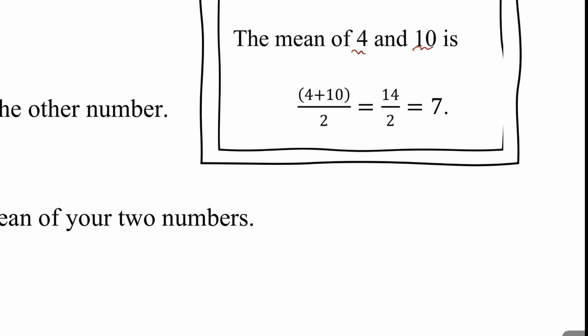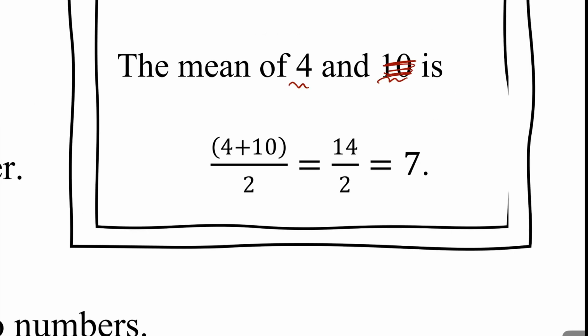What if, in the same question, one of the numbers is not given and the mean is given? Let's say this number is not given. So mean of 4 and a number. That number is unknown, so I'm calling it x, and the mean is 7. So mean of 4 and unknown number is 7.